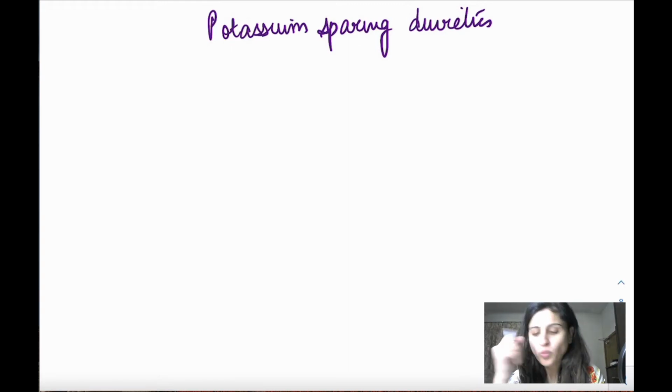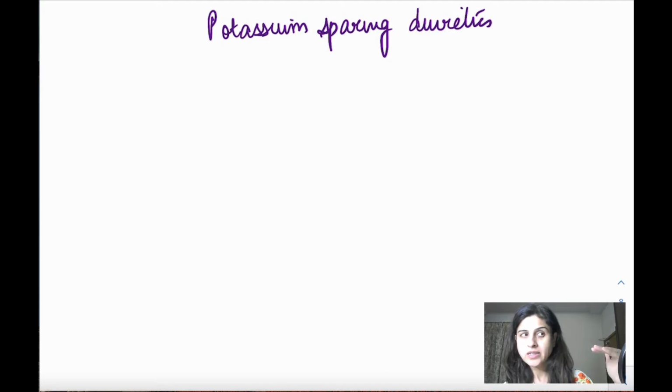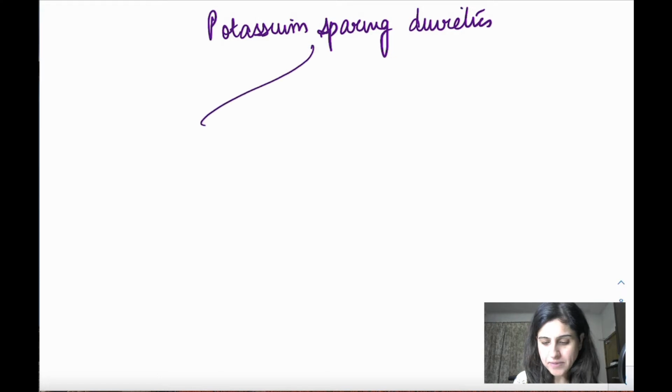Hi. So we are now going to do the rest of the diuretics that we are left with. Just to recapitulate, we've covered the carbonic anhydrase inhibitors, the loop diuretics, and the thiazides. They act starting from the proximal convoluted tubule, the loop of Henle, and the third one is the distal convoluted tubule. Now we'll talk about the potassium sparing diuretics, which act at the end, that is at the collecting duct. Before I go on to that, they are of two types basically.